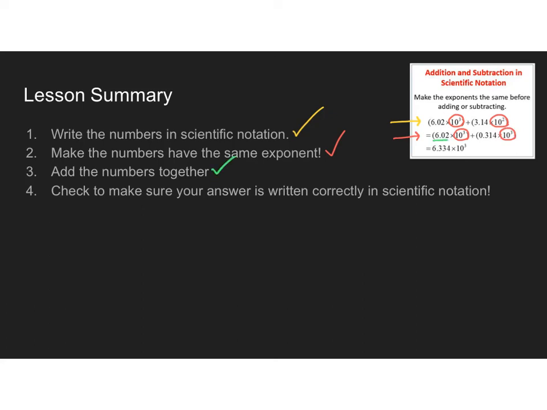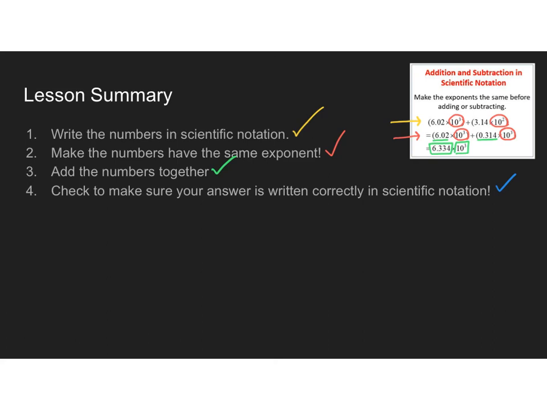So you add the whole numbers. And then you keep the same base that you had before. And then the last and final step is to make sure your number is correctly written in scientific notation. If it's not, you need to change it so it is. If it is, then you're good.